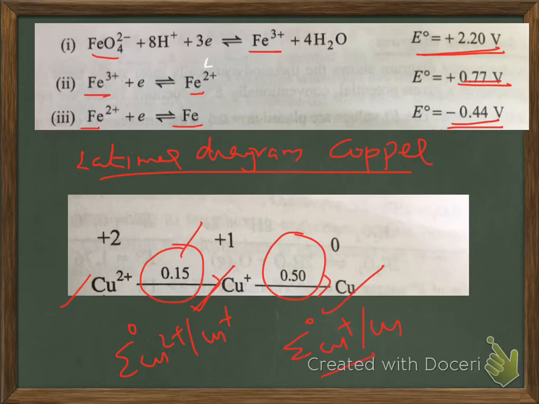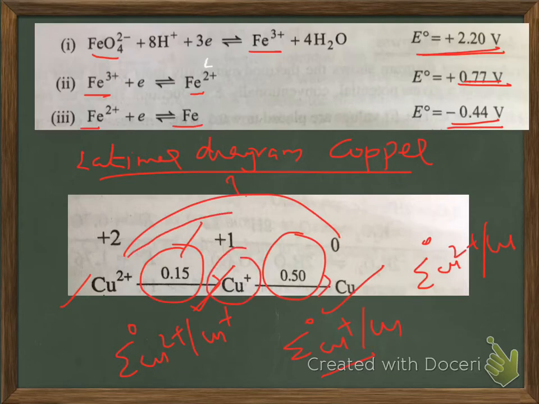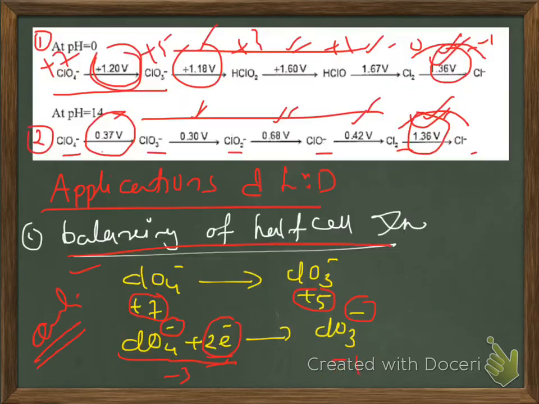But if you have been asked to find the potential of E0 Cu2 plus bar Cu, they are non-adjacent or non-neighboring couples. Such potentials are called skip potential. By skipping one species, we have to calculate the potential.